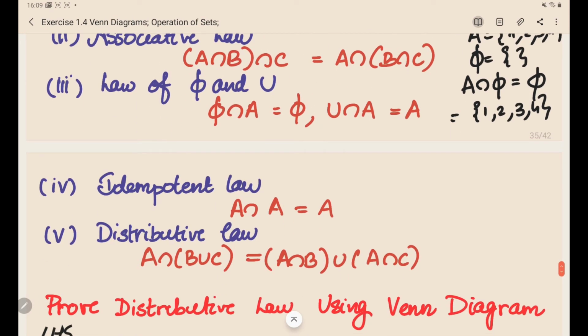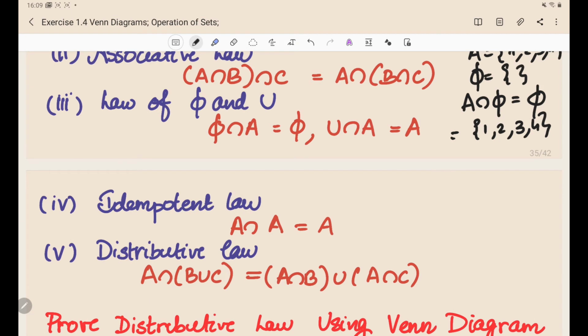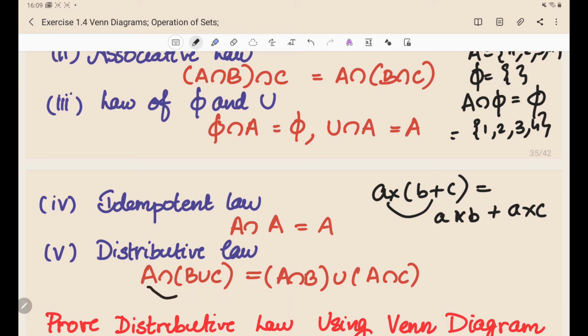Again, the idempotent law. Idempotent law is what? If you take the intersection of the same set, you will get that same set itself. Distributive law. Distributive law is also similar to the law you have learned in algebra in mathematics, right? That is A into B plus C. Consider this intersection and union as multiplication and plus. So what you will do: A into B plus A into C. What is that? A intersection B union C is the same as A intersection B union A intersection C. So that's what is written in this formula.